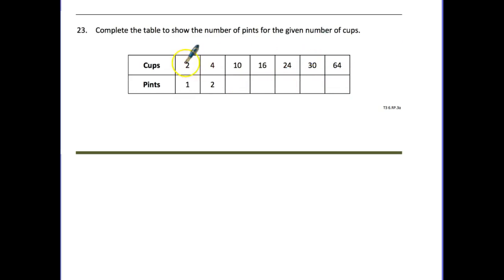Okay, so taking a look at cups, 2 cups, 1 pint, 4 cups, 2 pints. You're going to be explaining why you put the numbers that you put here when you're completing your table. So take 3 minutes, draw this chart on the product side, complete the chart, and on the process side, explain your thinking. Okay, go.